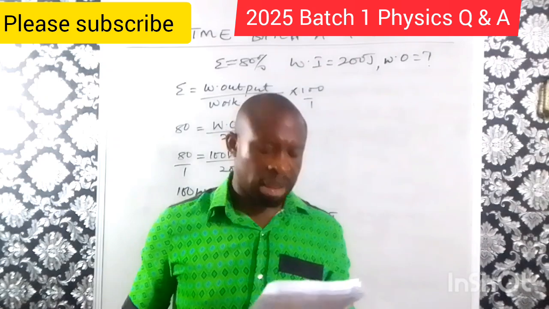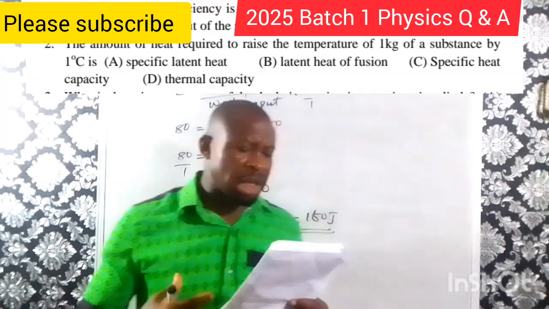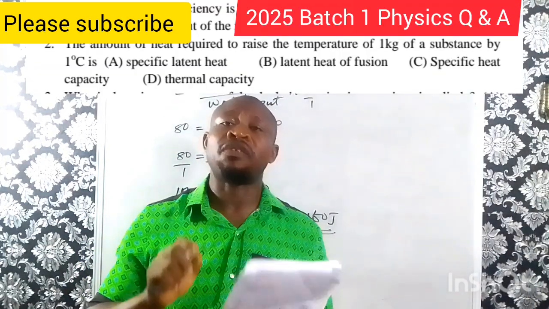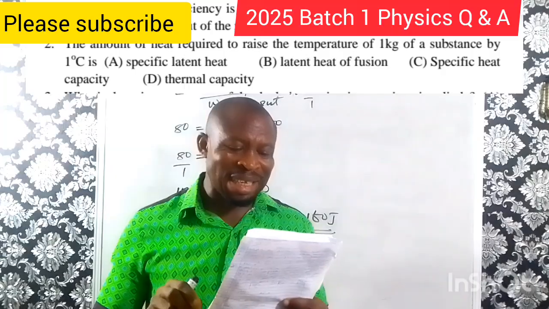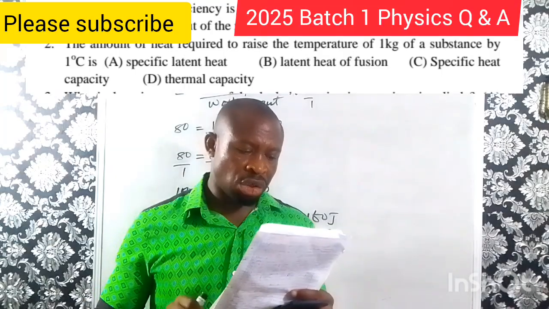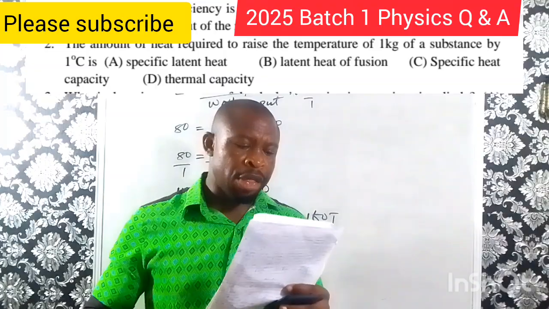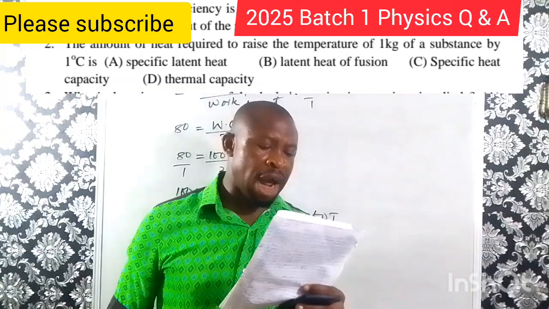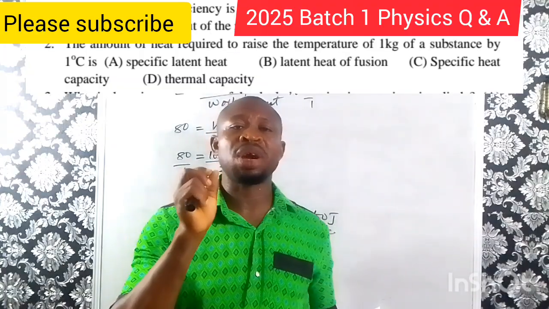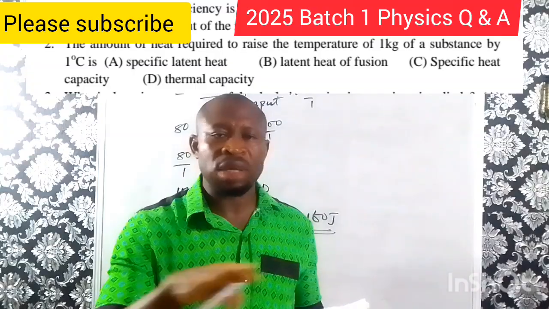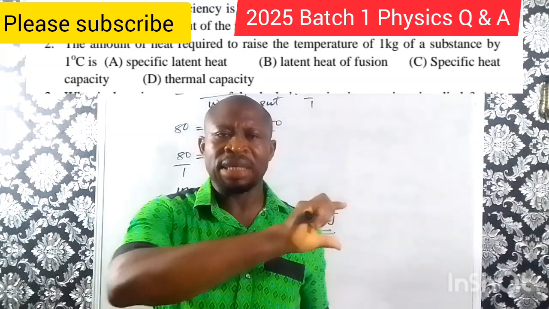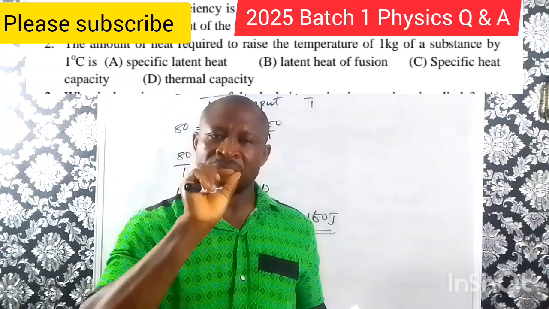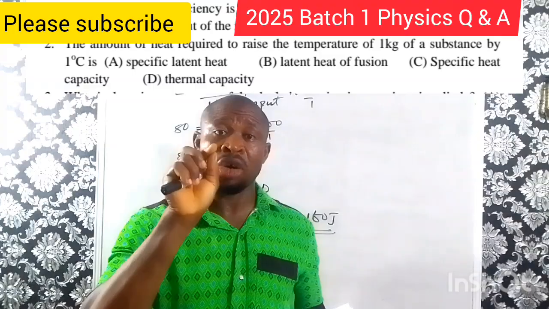The next question says, the amount of heat required to raise the temperature of 1 kg of a substance is dash. I repeat, the amount of heat required to raise the temperature of 1 kilogram of a substance by 1 degree Celsius. No need wasting our time there. The answer to that one is specific heat capacity. Specific heat capacity is the correct answer.